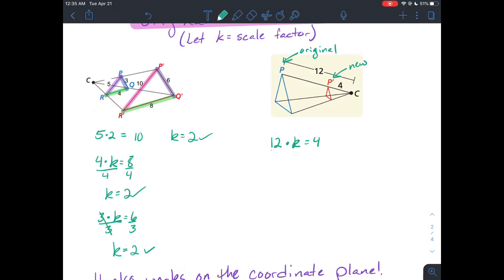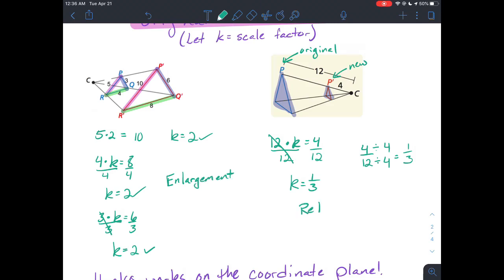Okay. We're going to solve for k. We have multiplication, so we're going to do the opposite and divide. And we're left with k equals 4 over 12. Now you guys have the option of plugging that in your calculator. But what are 4 and 12 both divisible by? Right, they're both divisible by 4. So 4 divided by 4 is 1, 12 divided by 4 is 3. So the scale factor is 1/3. This new triangle is 1/3 the size of the bigger triangle. So on the left, we had an enlargement because the triangle got bigger. And on the right, we had a reduction because the triangle got smaller.